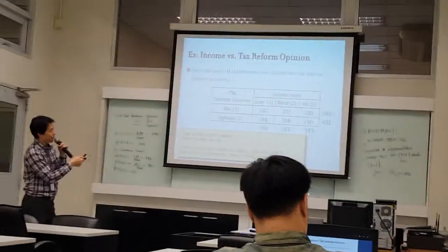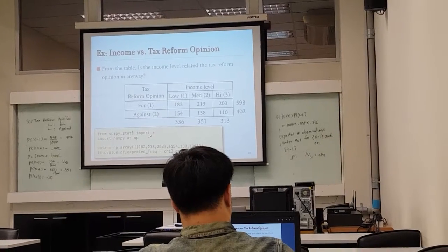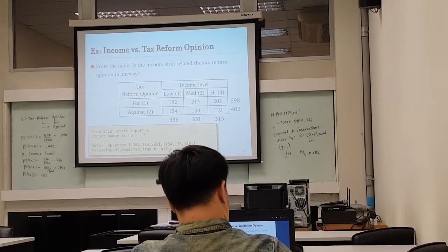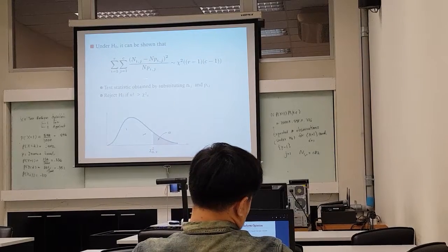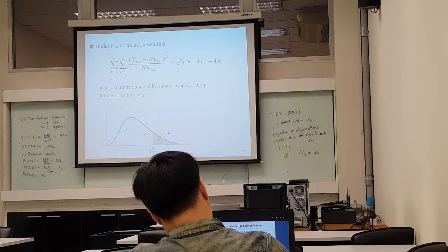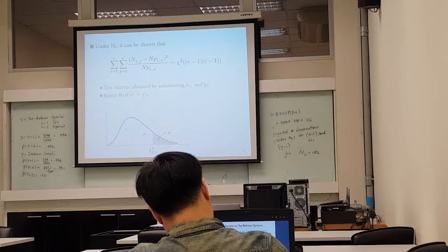This one is n11, this one is n12, this one is n13, this is n21, n22, n23. Okay. So you just plug in n11, n12, n13, n21, n22, n23, n31, n32, n33 into this equation. Okay. And compute this test statistic.